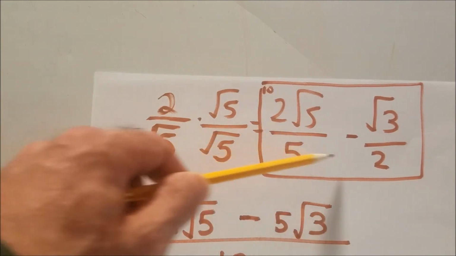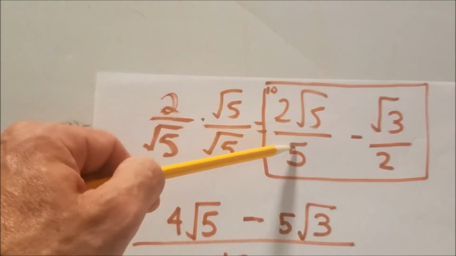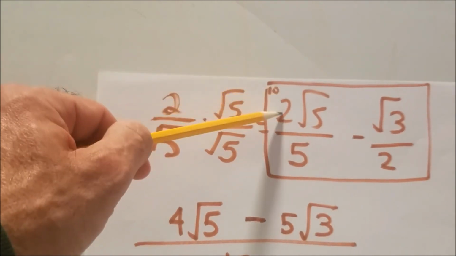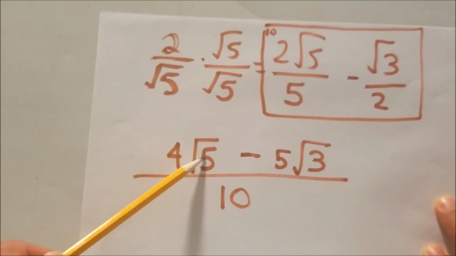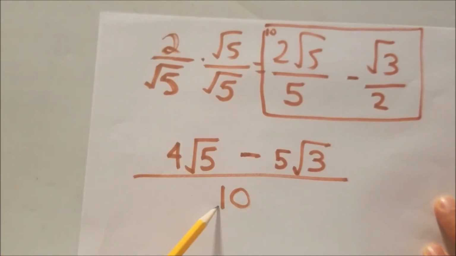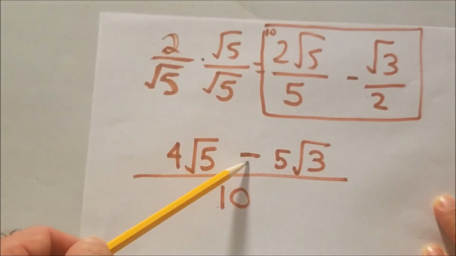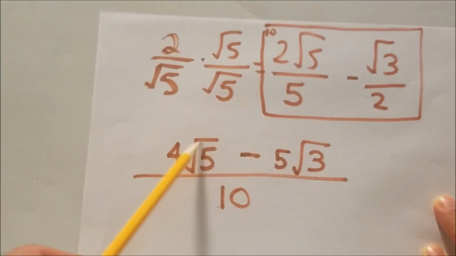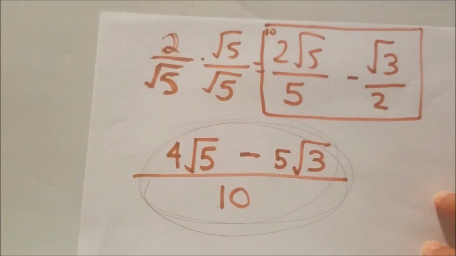And then we look for a common denominator, which is 10. So we have a 10 on both sides. 5 goes into 10 twice. 2 times 2 is 4. So we'll bring this up. Here's our answer here. 4 square root of 5, everything's going to be over 10. 2 goes into 10 5 times. And we're subtracting here, remember. And this is our final answer right there. All right. That's our video for today.